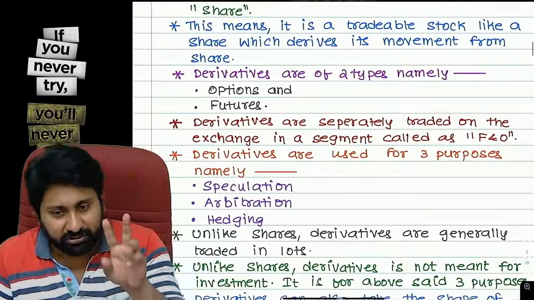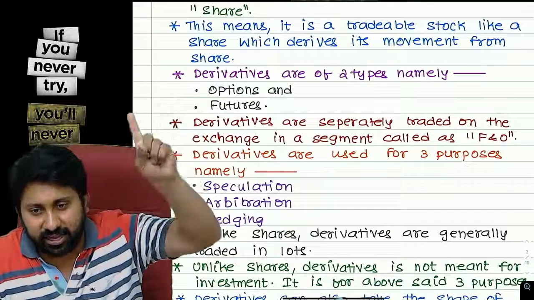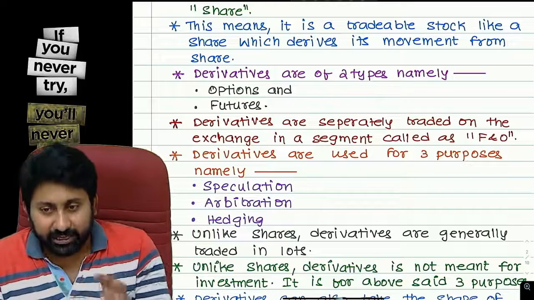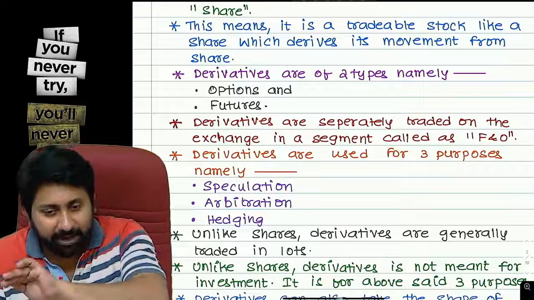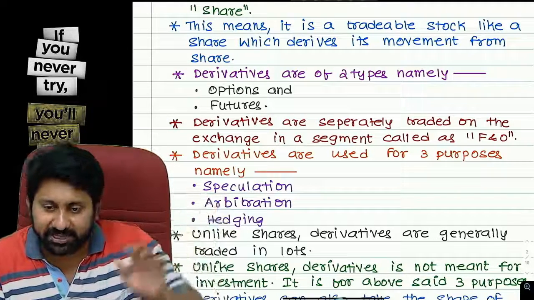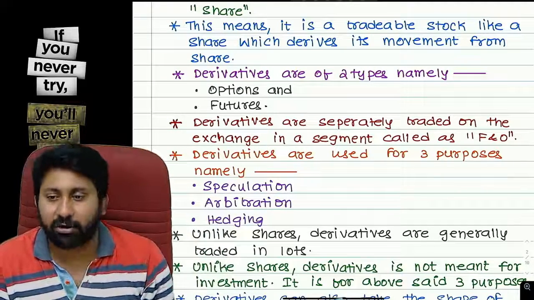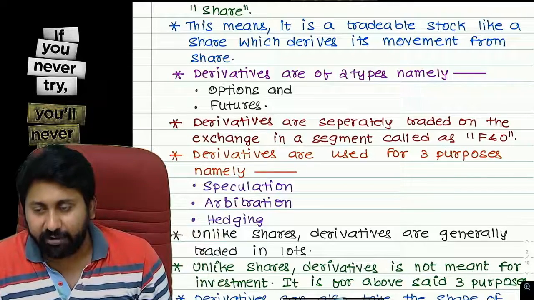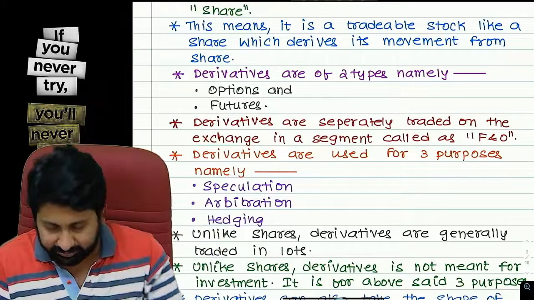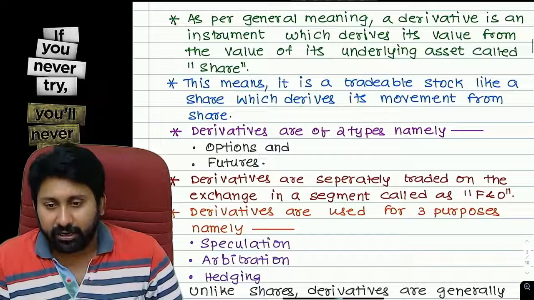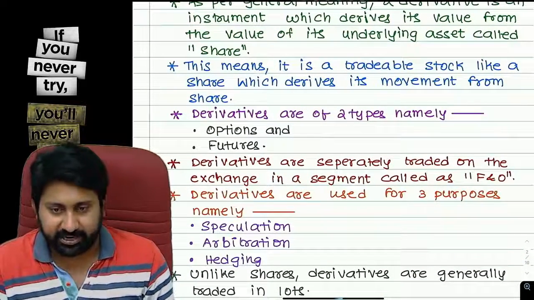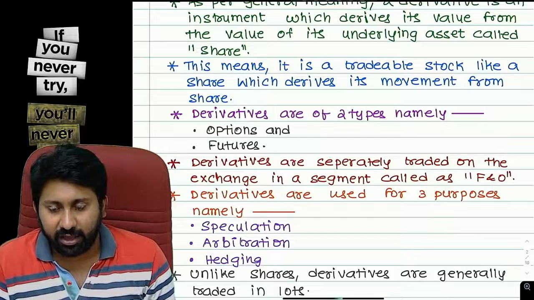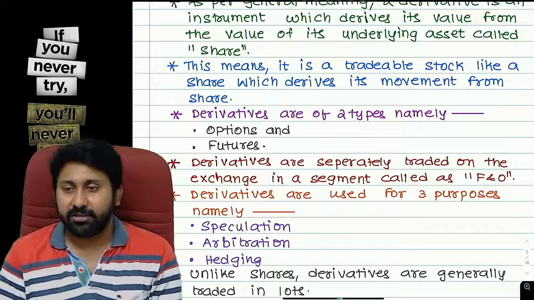Two types of derivatives are there. One is options, another one is futures. Derivative options and derivative futures are separately traded on NSE and BSE in a separate segment called the F&O segment. F&O means futures and options. Next, derivatives are used for 3 purposes, namely speculation, arbitrage and hedging.